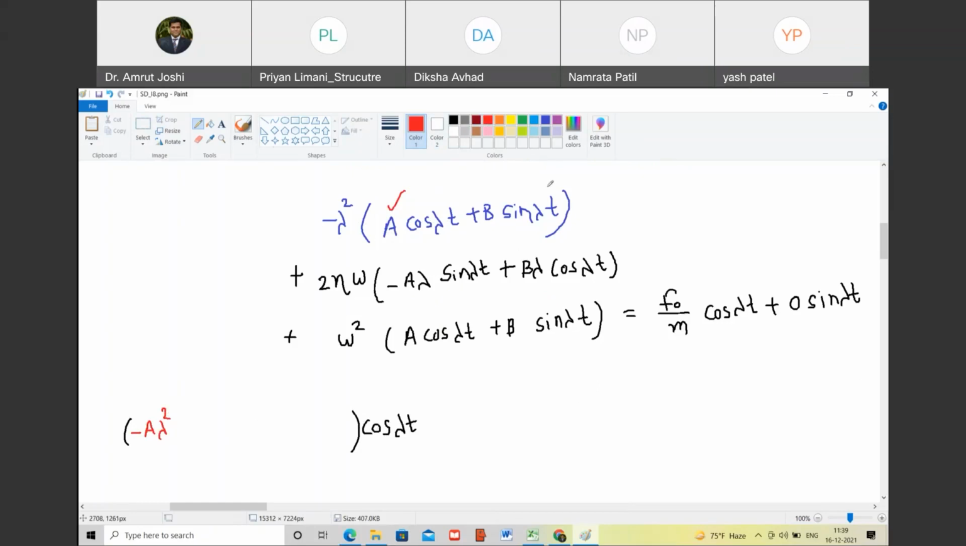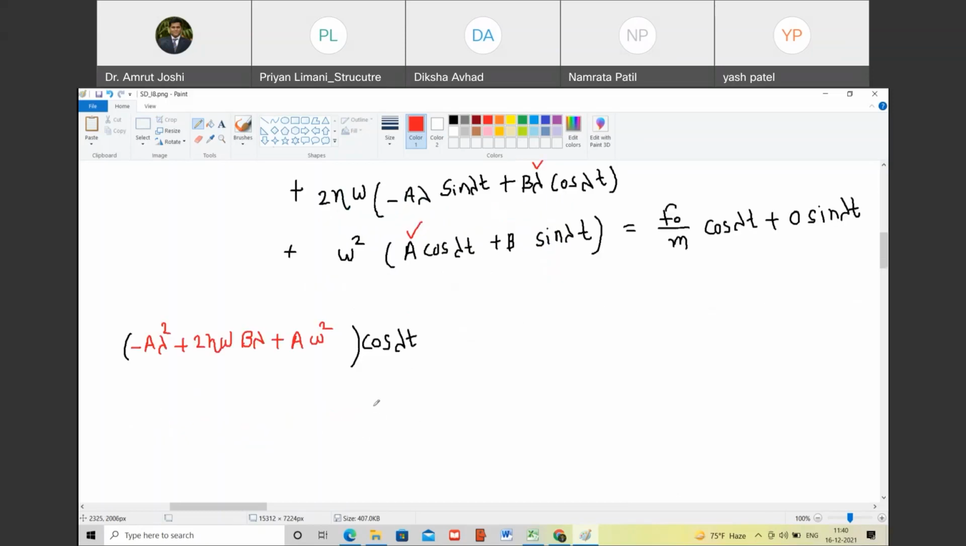Happy? Okay, b sin lambda t, there is no cos lambda t term in it. Now here we have b lambda and 2 eta omega sitting outside. So I will take this term together. So that is plus 2 eta omega b lambda. Are you with me? So this term is done. Now what about this? It is a cos lambda t term, so it is going to be plus a omega square. Happy? So I have considered this term. Fine. Now I am going to collect terms of sin lambda t.